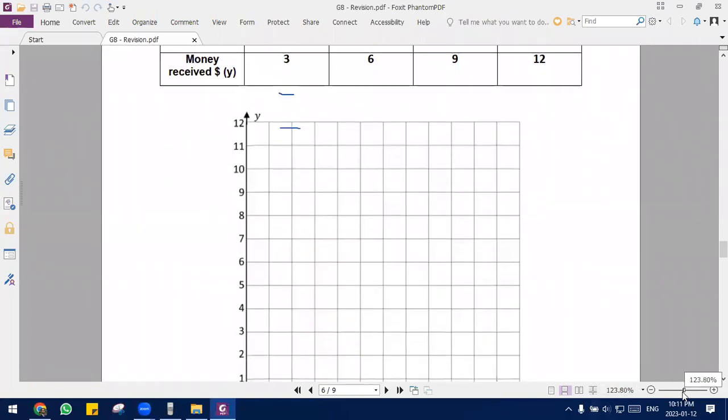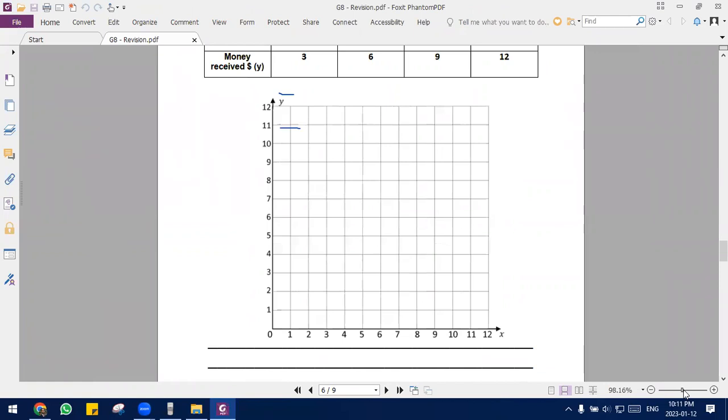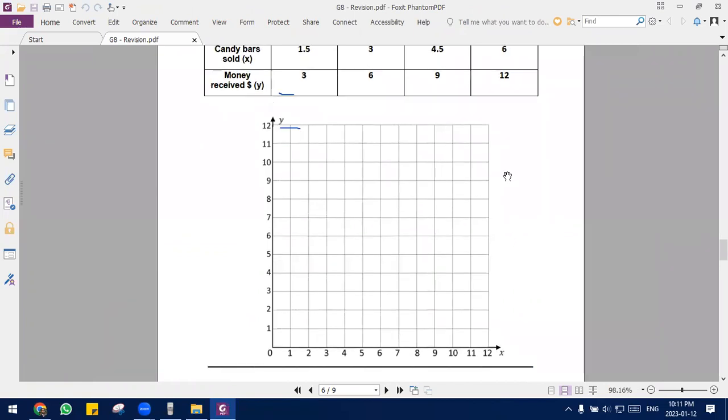Let me decrease it a little bit, so we can say zoom out. Okay, I think it's enough. Now the first point, X is 1.5, Y is 3. This is the first point. The second point, X is 3, Y is 6. Then we have 4.5 and 9. The last one we have 6 and 12. And the question says, draw it and check whether it is proportional or not.